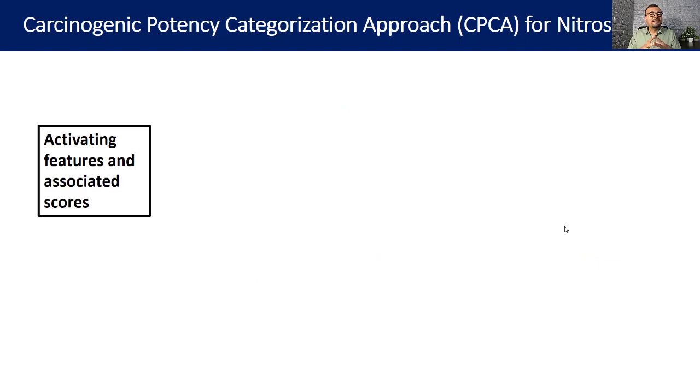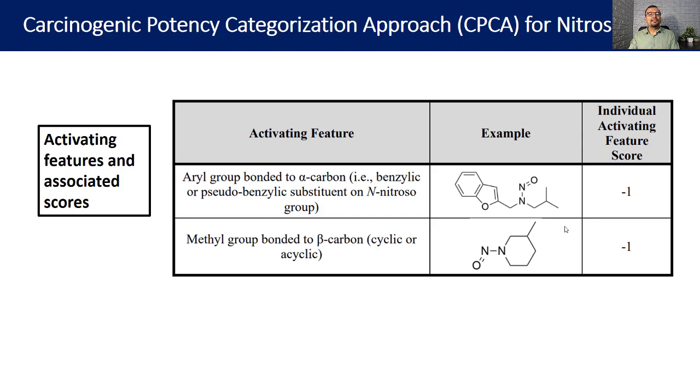So the third term in the calculation of potency category is the activating features. So what are the functional groups that can activate, means that can increase the potency of the nitrosamine? There are two important functional groups mentioned in the guideline. The first one is aryl group and the second one is methyl group.